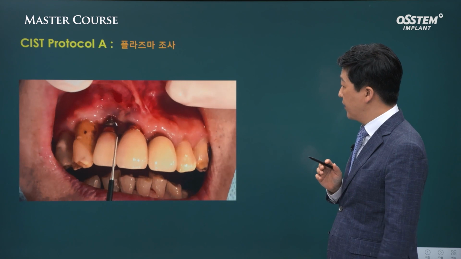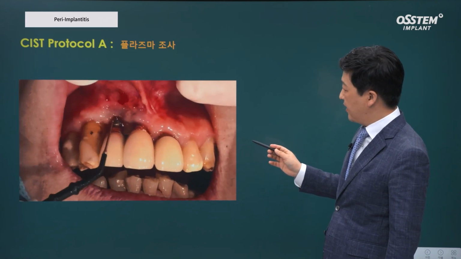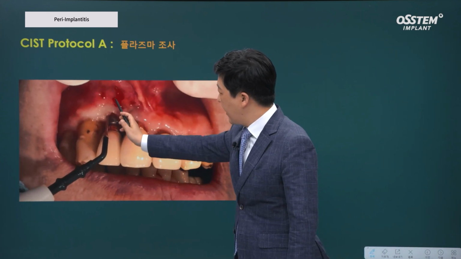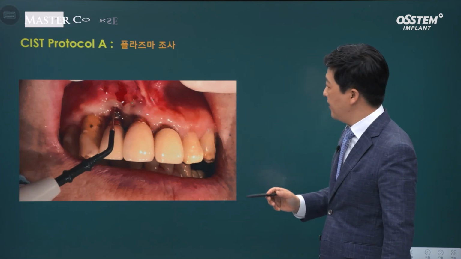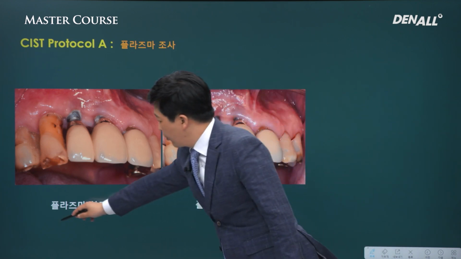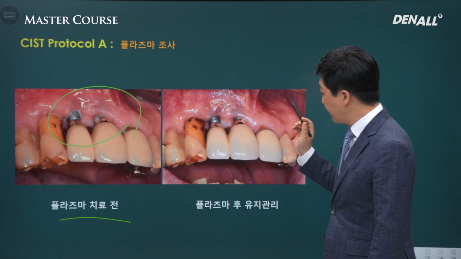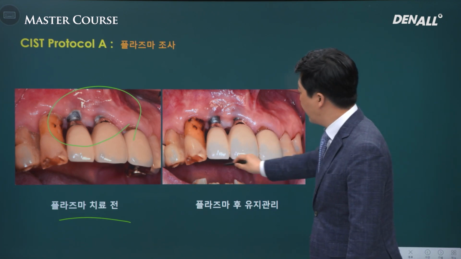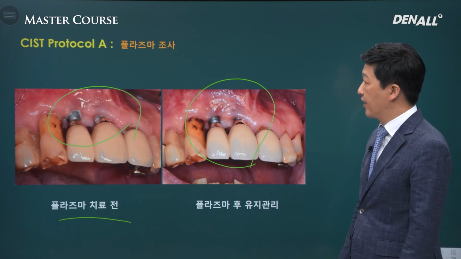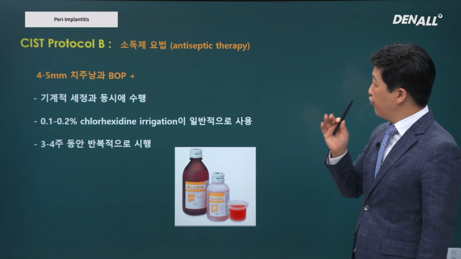This is the plasma device used at my dental clinic, as you can see. In the case of severe peri-implantitis, you can add a tip here. If you apply energy, biofilm around this is sterilized. Before applying plasma, it was like this. After applying plasma and having done nice plaque control, you can see that the situation has improved with more healthy mucosa. CIST protocol B is antiseptic therapy.